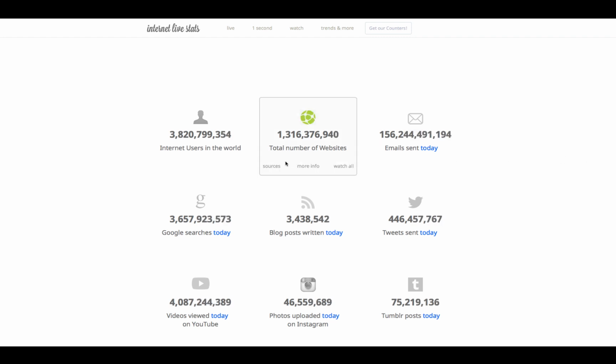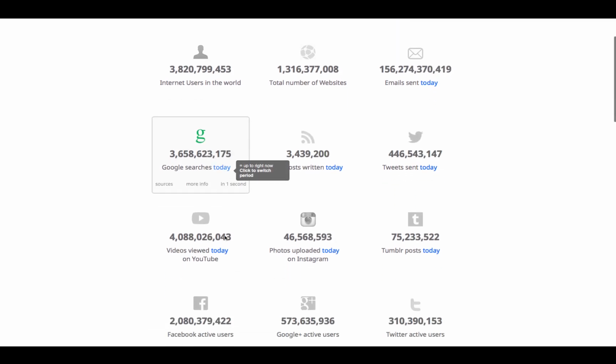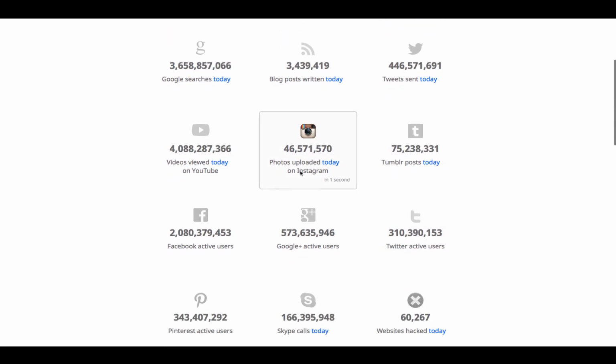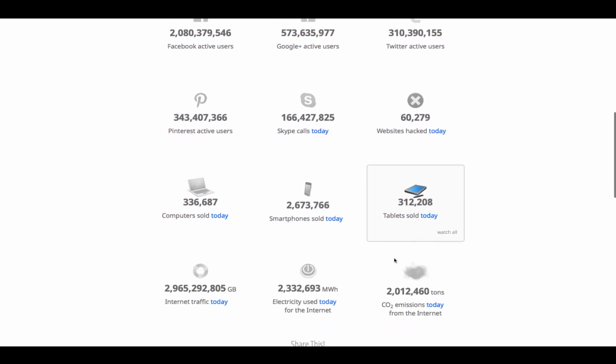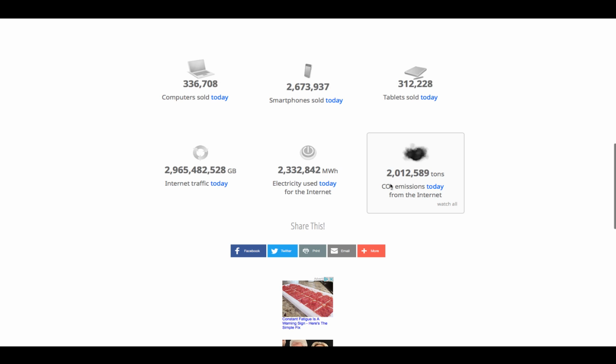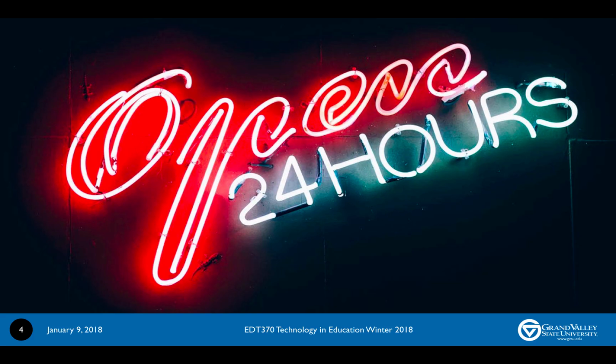Let's read a few. At the moment, there are more than 3 billion, almost 4 billion users on the internet. Number of emails sent today, number of tweets, Google searches, almost 4 billion, number of photos uploaded, videos viewed on YouTube, number of websites hacked, 60,000 plus. Here's an interesting number that maybe we don't often think about when we think about the internet: 2 million tons of CO2 emissions today from the internet. So that's a lot.